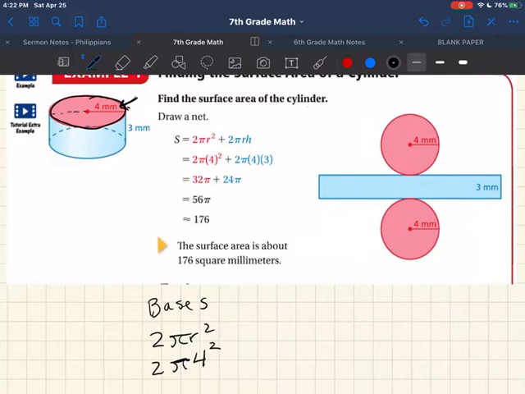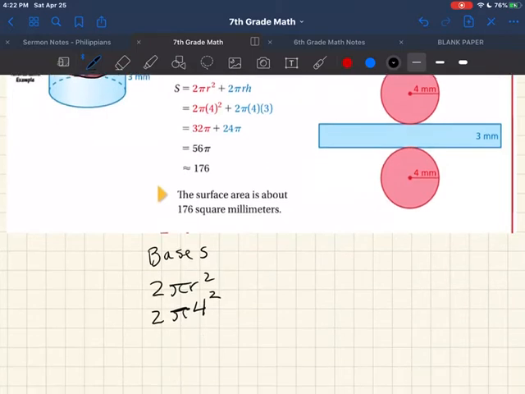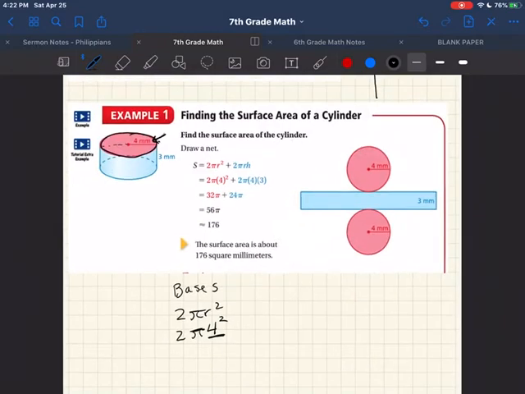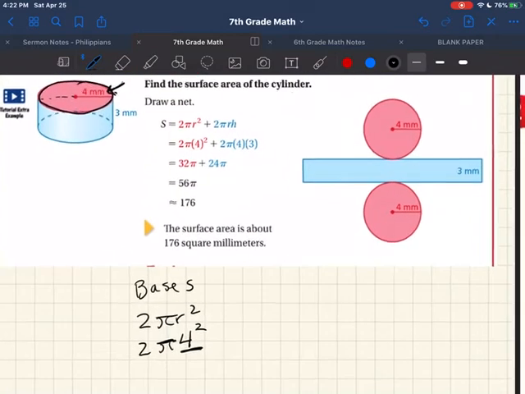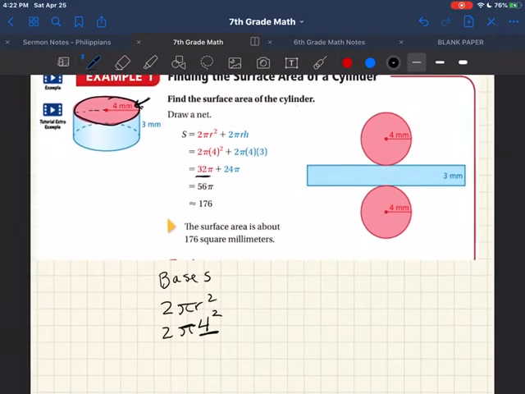And that will be squared. Okay, so what we've done here is we take 4 squared, which is 16. 16 times 2 is 32. So that's where they're at up here. So our bases are 32 times pi. Okay, and it's kind of interesting how they do this.